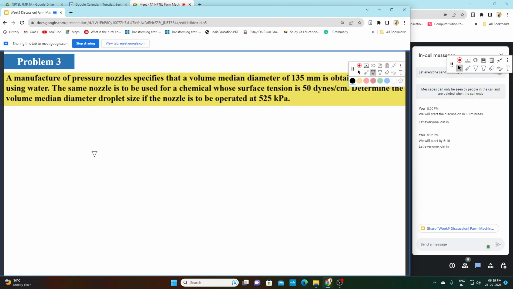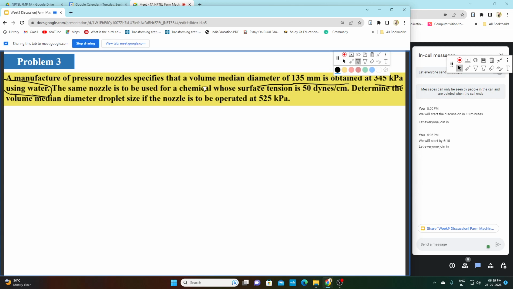The next question is: the manufacturer of the pressure nozzle specifies that a volume median diameter of 135 millimeter is obtained at 345 kilopascal using water. So the manufacturer is testing the nozzle first with the help of water, and he found that the volume median diameter coming out of the sprayer is 135 millimeter at 345 kilopascal pressure using water.